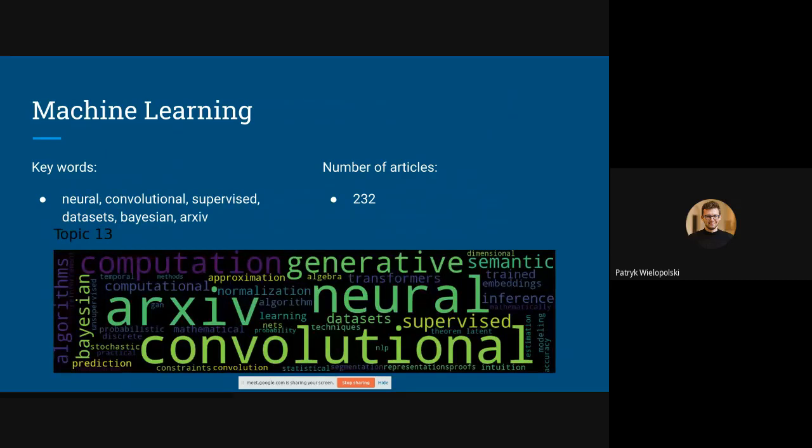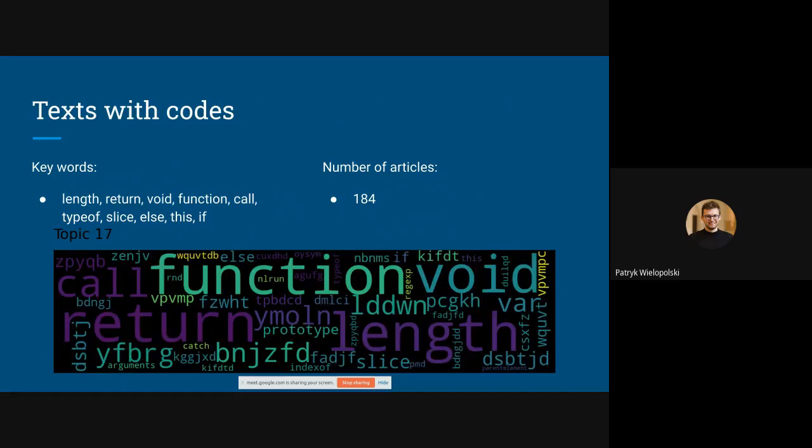I would also like to present two more quite interesting topics we found in the Hacker News articles. The first one is machine learning. We can see neural, generative, convolutional, things very connected to machine learning and to our daily lives. The second is text with code, which is interesting because the model found texts with a lot of common programming words, for example void, return, function, length. These are keywords of programming languages.